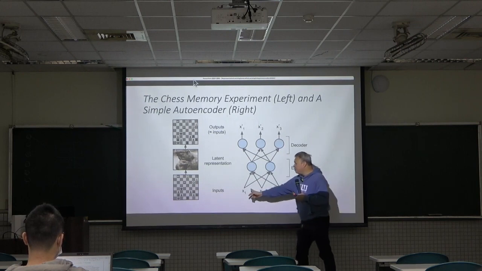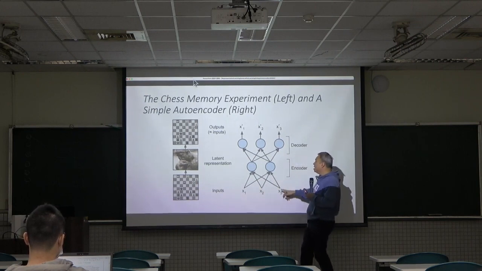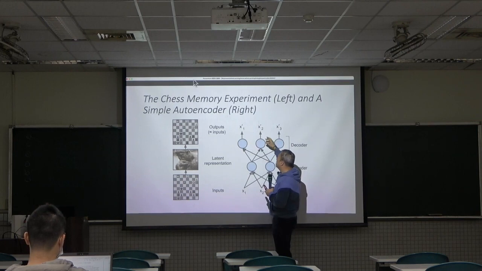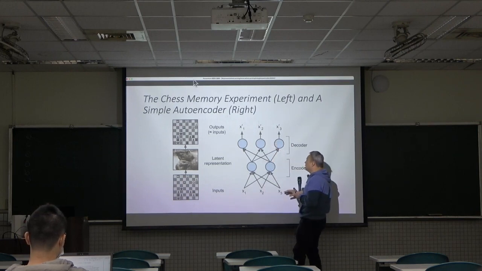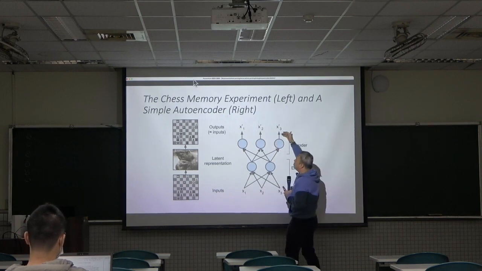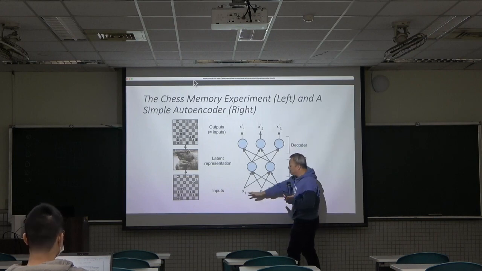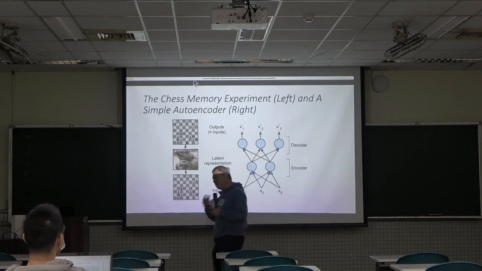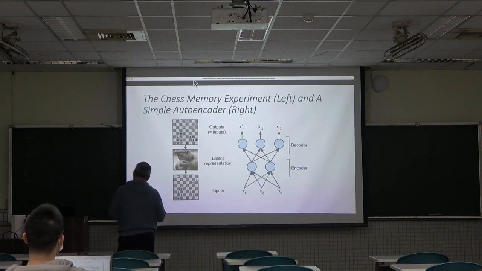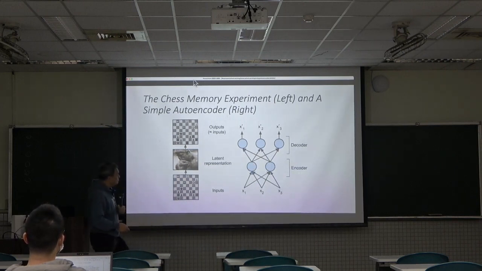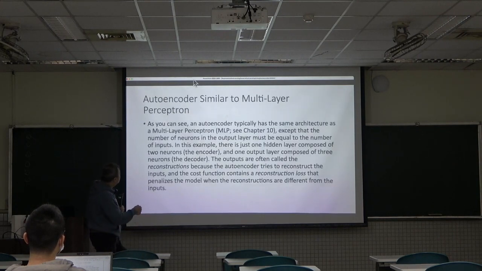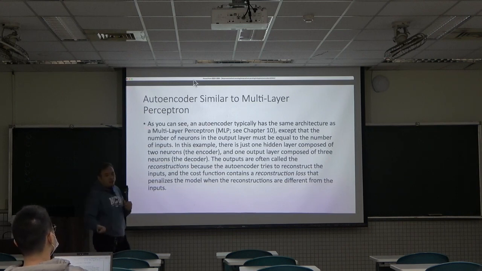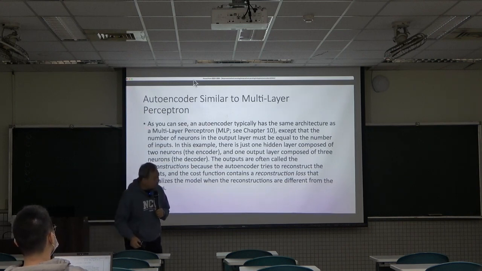So we have 3 inputs and we have 3 outputs. And these 3 outputs are hopefully as close to these 3 inputs. That's the purpose of this autoencoder. For any autoencoder, this is the purpose: the output is as close to the input as possible. As you can see, an autoencoder typically has the same architecture as an MLP, right? We have learned MLP in chapter 10.